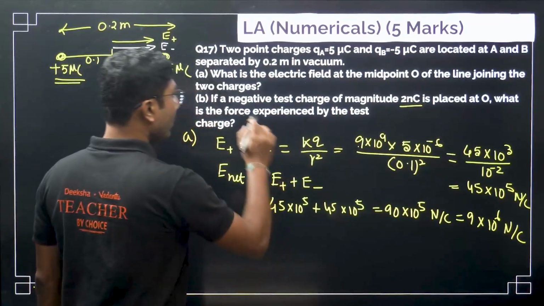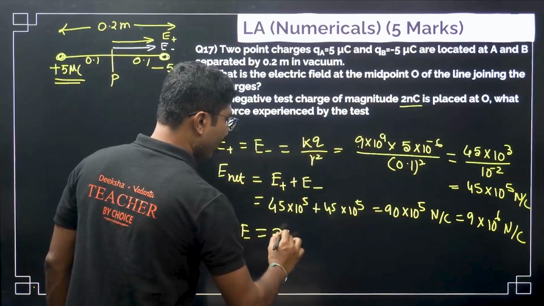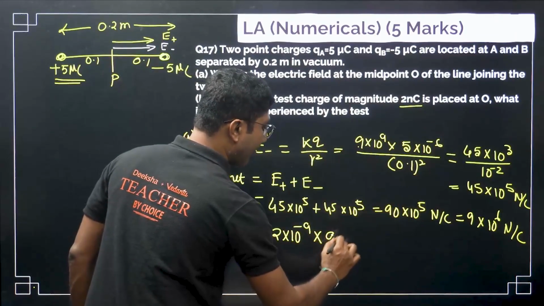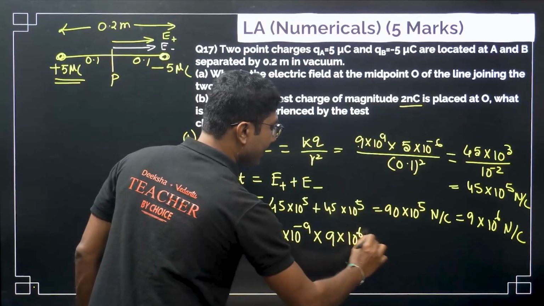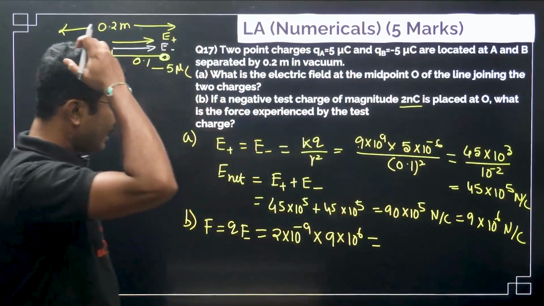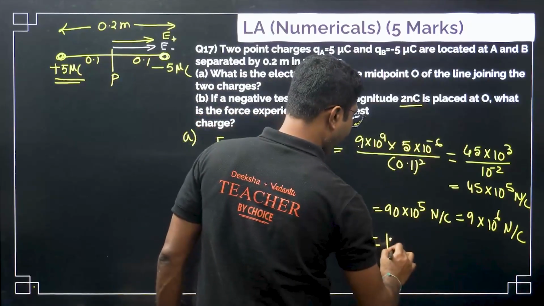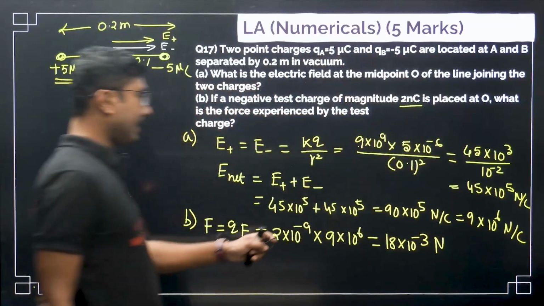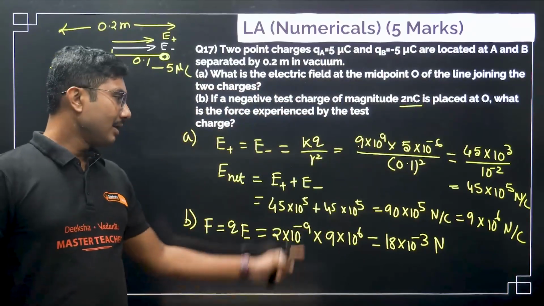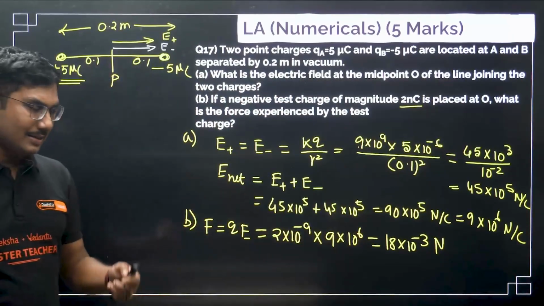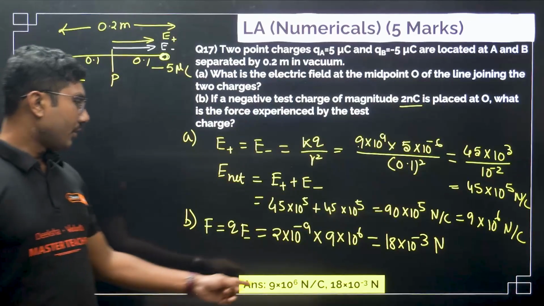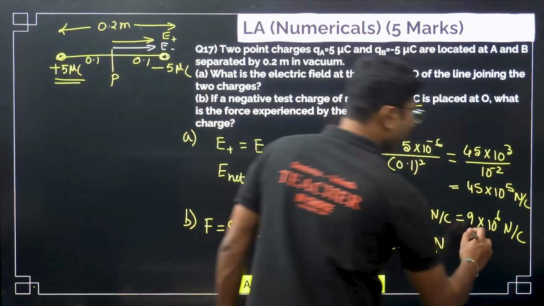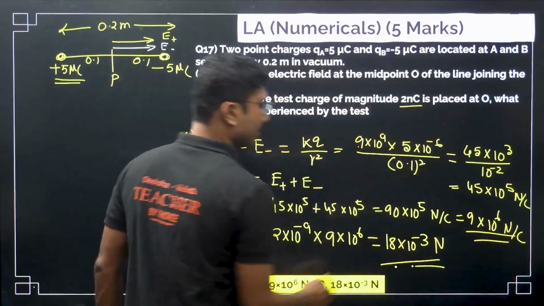So what is Q? Q is 2 nanocoulomb, 2 into 10 to the power of minus 9, and the electric field we have calculated, 9 into 10 to the power of 6. So it will be 18 into 10 to the power of minus 3 Newton. 2 9s are 18, 18 into 10 to the power of minus 3 Newton. So the electric field is 9 into 10 to the power of 6 Newton per Coulomb. Okay, this is one answer and this is one answer.